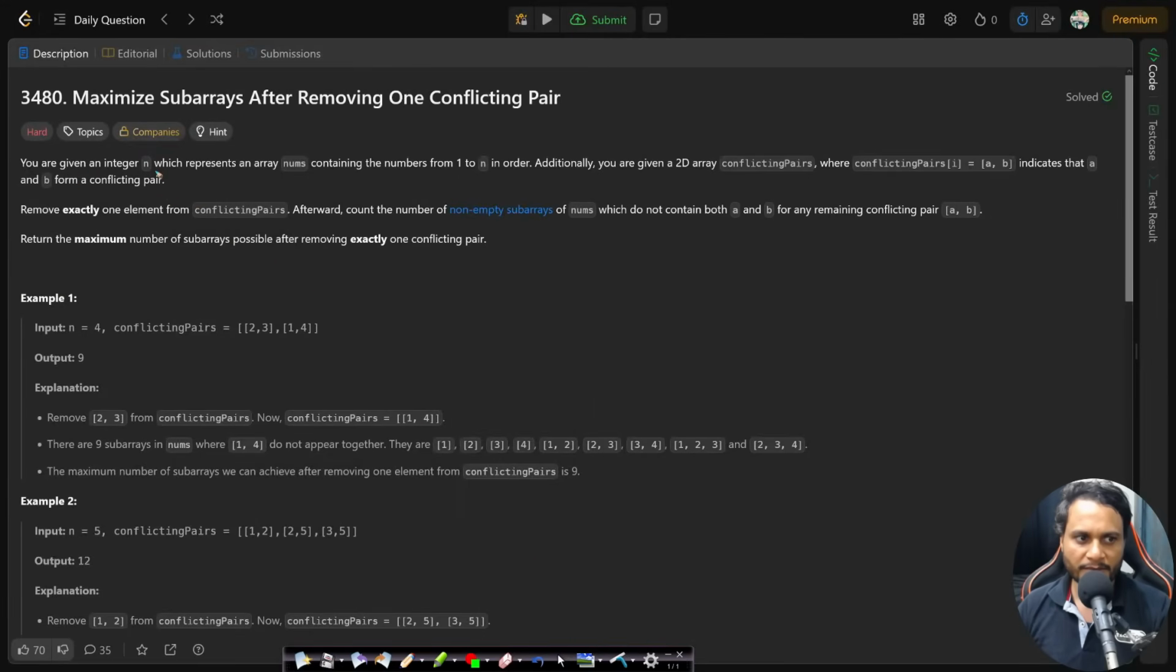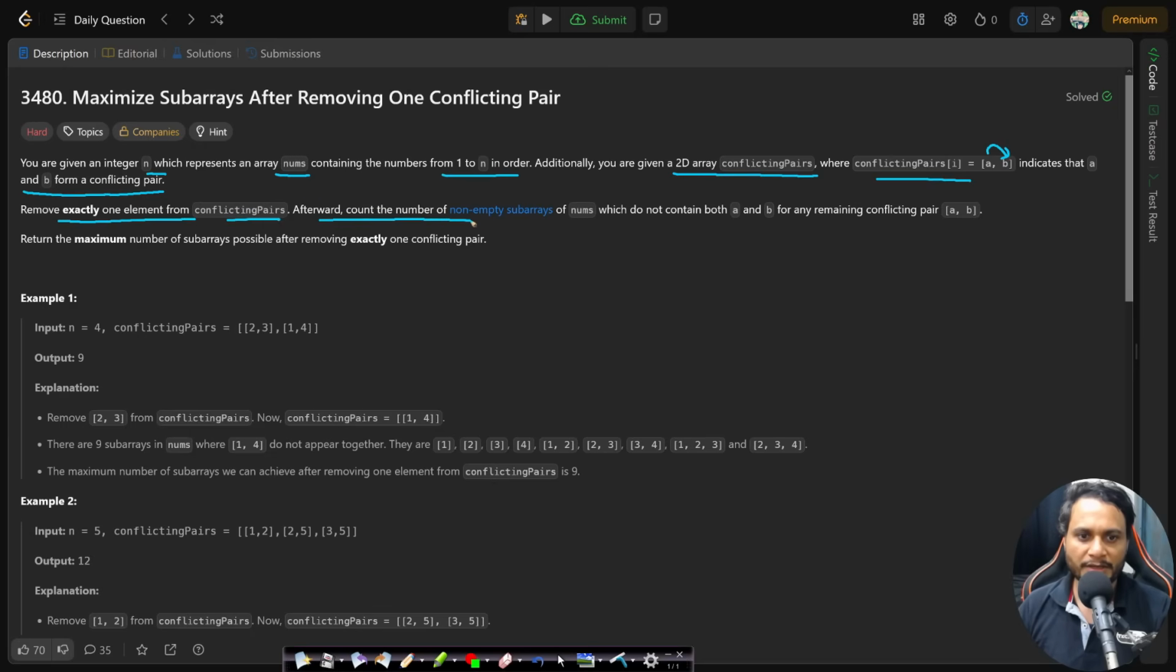In this problem you are given an integer n which represents an array nums containing the numbers from 1 to n in order. Additionally, you are given a 2D array conflicting pairs. Conflicting pairs at i represents a, b, which indicates that a and b form a conflicting pair. Remove exactly one element from the conflicting pairs.